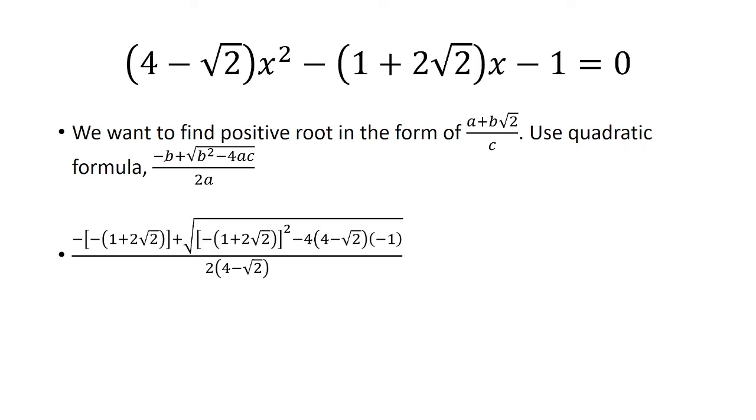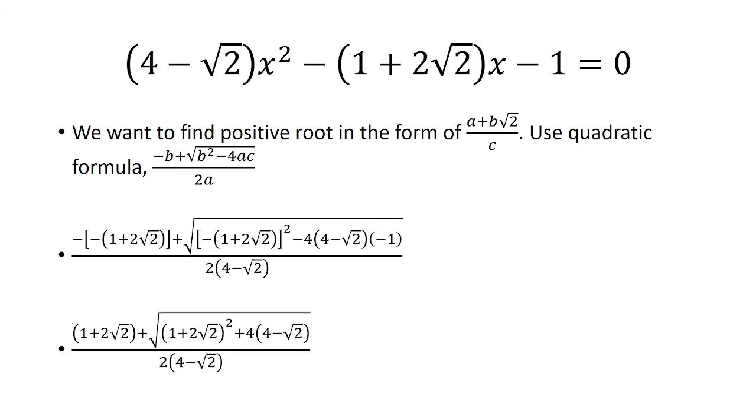So in this case, b is going to play the role of 1 plus 2 root 2, a is 4 minus root 2, and then c is negative 1. So we want to make sure we put the negative in for the b. So I put a bracket, because we have opposite of b, and then b has the negative in front, negative 1 plus 2 root 2. And then same thing with here, b squared minus 4ac all over 2a.